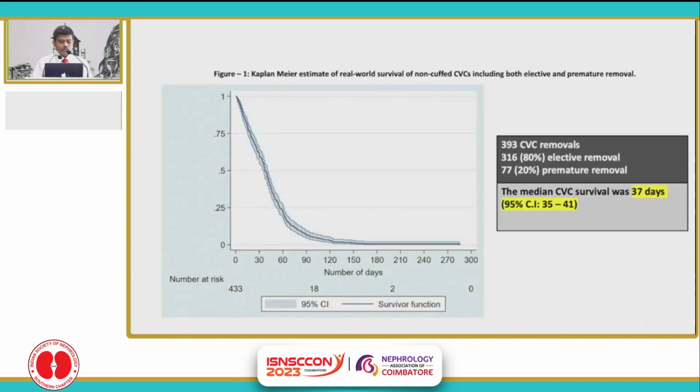So this is the Kaplan-Meier curve. This curve was constructed by taking into account both elective as well as premature CVC removal. So there were a total of 393 CVC removals out of 433 insertions. 80% of them were elective removal and 20% of them were premature removal. So if you look at the median CVC survival, it was 37 days. That is close to 5 weeks, which is way beyond the guideline recommended 2-week limit.